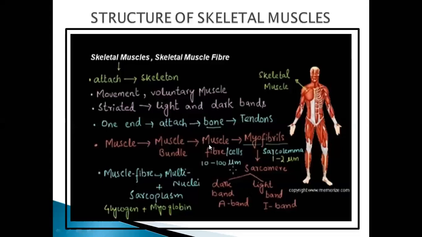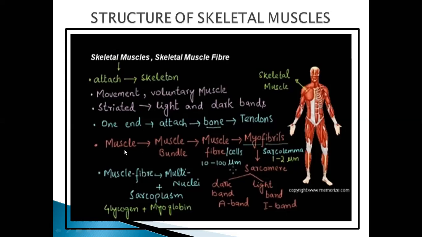Yesterday we discussed the structure of the skeletal muscles, how they are present in our body and how they help in movement. Skeletal muscles are attached with the skeleton. You can see here, they are voluntary, with striations: light and dark bands were present. One end of the muscle is attached to the bone by tendons.